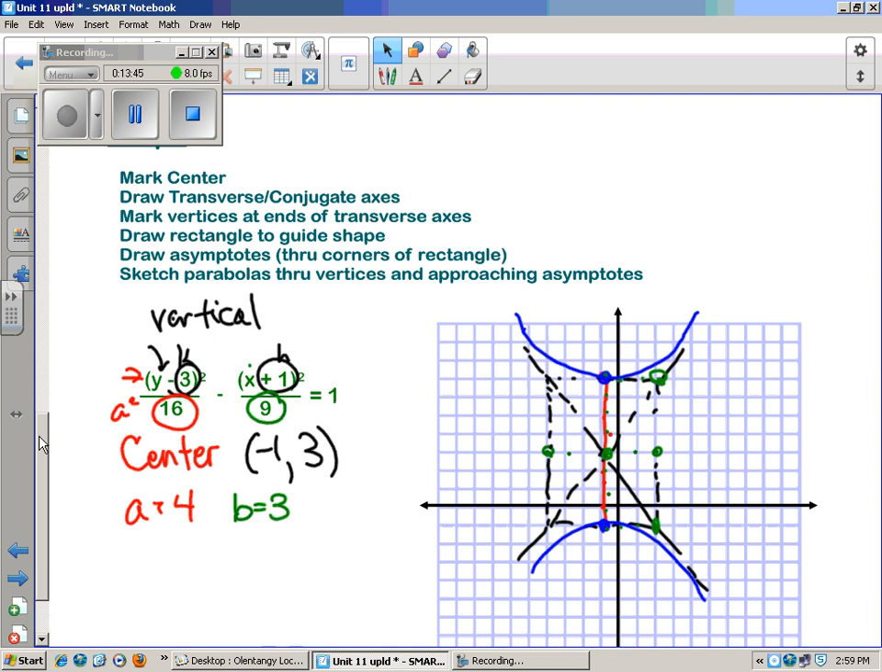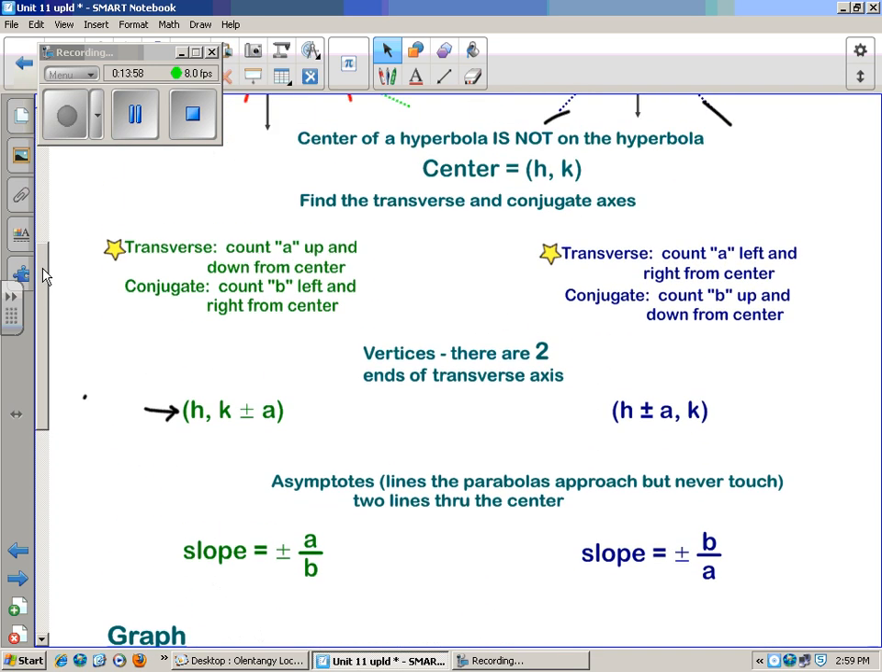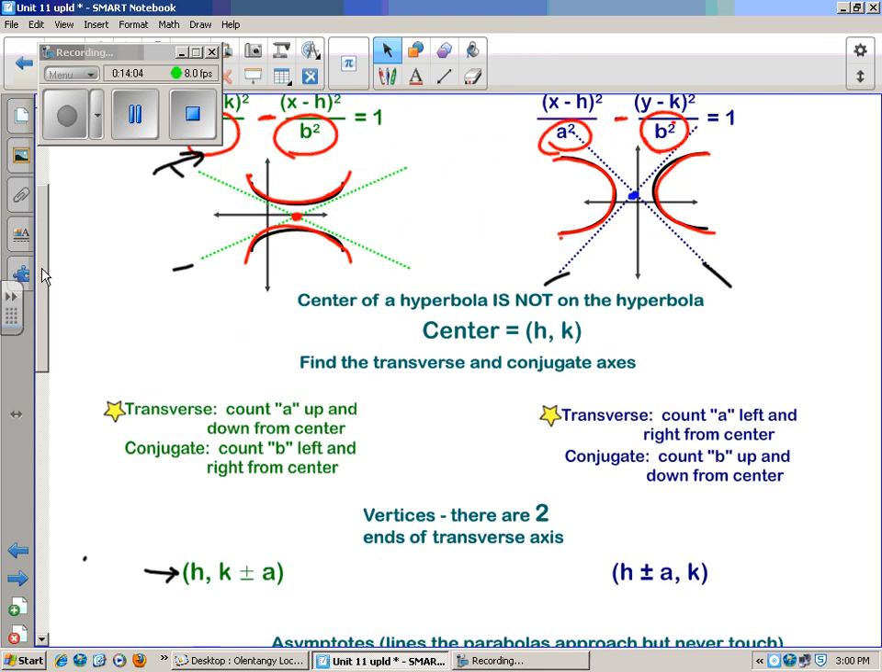All right, now I have some practice problems. They're going to look really familiar. They're basically the ellipse problems, but now we're going to be using subtraction, but everything is going to appear just like it does here.